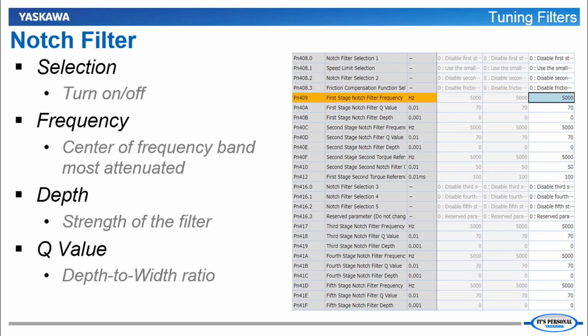Each of these 5 notch filters has a corresponding selection parameter to turn it on and off. There's most importantly then the frequency. That's the center frequency for that notch filter. This depth is just a multiplier for the strength of the filter, and the Q value is like a depth to width ratio. Depth and Q value can be left at default most of the time. If you go to extremes with these parameters, you can cause vibration in the system or make it too sensitive to the slightest mechanical change.